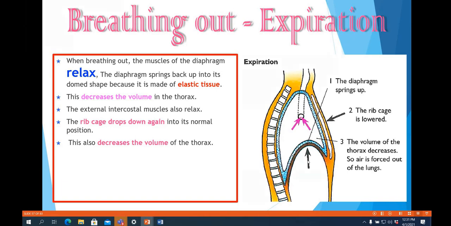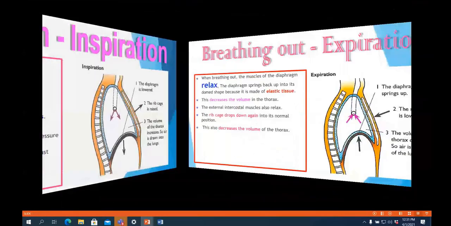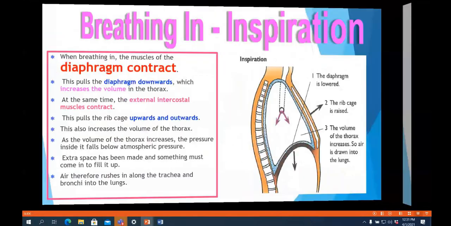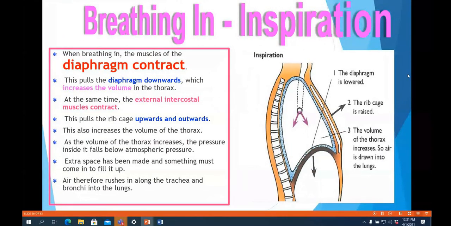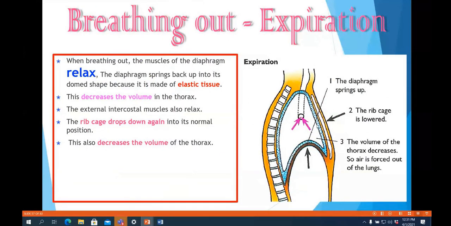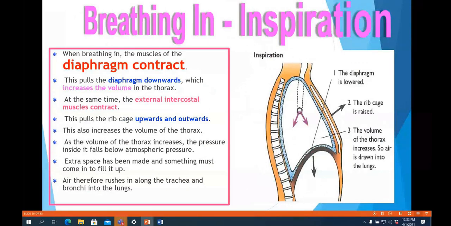Okay, step 1, the diaphragm springs up, in contrast to the diaphragm pulling down in inspiration. In step 2, you can see the rib cage is lowered, in contrast to the rib cage being raised in inspiration. Similarly, in step 3, you can see the volume of the thorax decreases, so the air is forced out of the lungs like this. So this is what happens when you're breathing out, or exhaling, in contrast to inhalation.